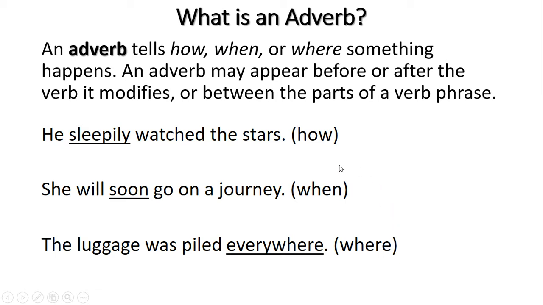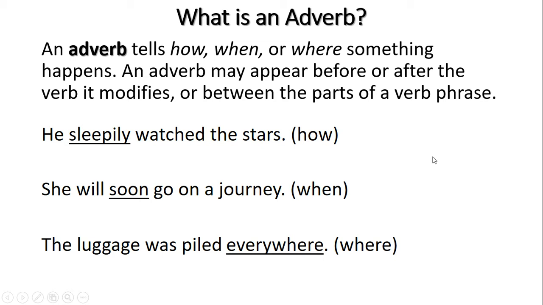But you notice that the adverb is found in a different spot in every single sentence. In the first sentence, the adverb was found before the verb. In this sentence, the adverb was found in the middle of the verb phrase. And in this last sentence, it was found behind the verb, was piled everywhere. So sometimes that's what makes adverbs a little tricky, the fact that they can be found in a lot of different places in the sentence. Unlike adjectives, which are usually found right in front of the word that they modify.